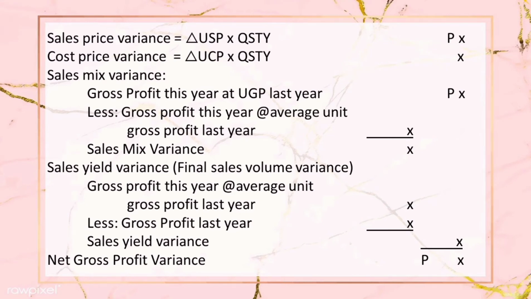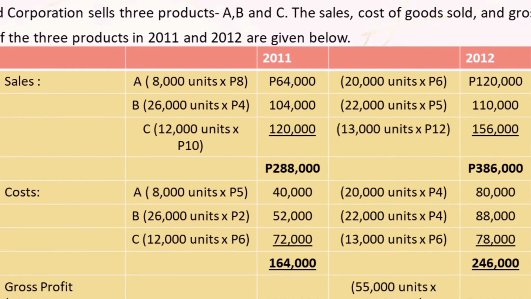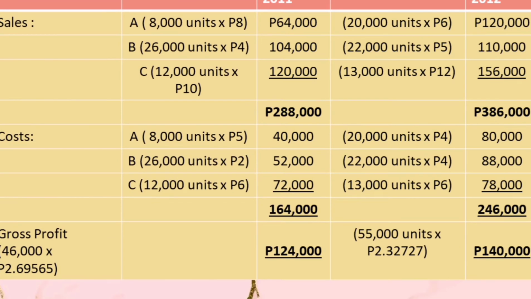To illustrate the application of the formulas, let's consider this sample problem. Android Corporation sells 3 products, product A, B, and C. The sales, cost of goods sold, and gross profit of the 3 products in 2011 and 2012 are given below. Here in the table, observe the selling price per unit and the cost per unit.